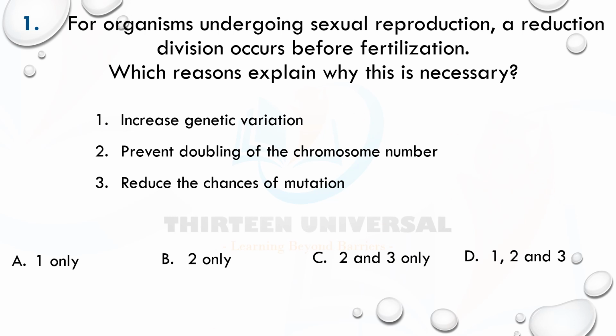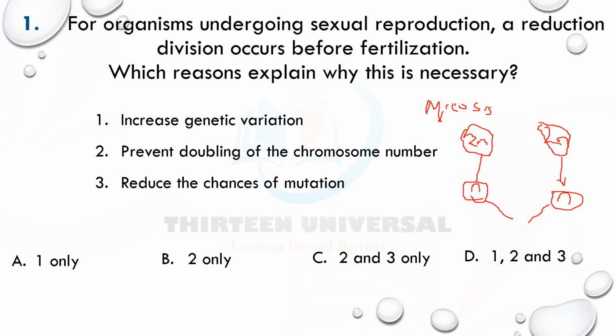Don't forget that reduction division, you know what it's called? Mitosis is not reduction division. Reduction division is meiosis. Meiosis halves chromosome number. This is a cell with diploid. This is another cell with diploid. When these cells undergo meiosis, their chromosome number is halved, from diploid to haploid. So these are gametes.